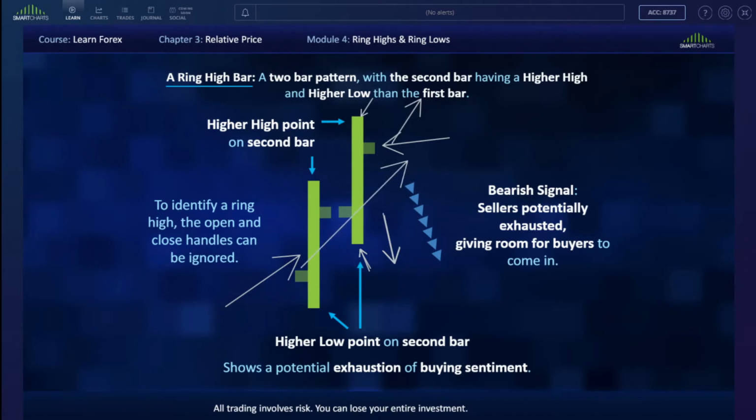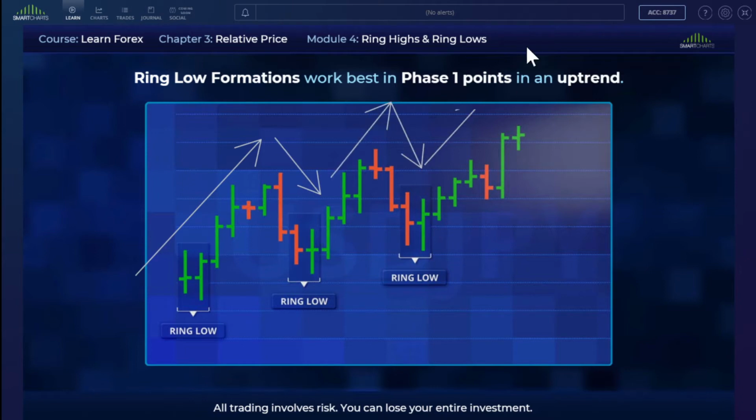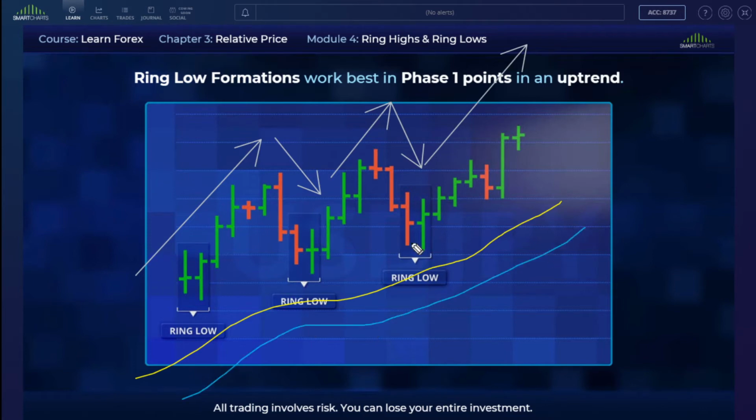You should be able to see these without the signals needed. Do see that here: we've got ring lows in an uptrend. We're only looking for ring lows in an uptrend, and Smart Charts is only going to point out ring lows when your yellow EMA, your 8, is above your 20. If it's the other way around, it'll only point out ring highs.